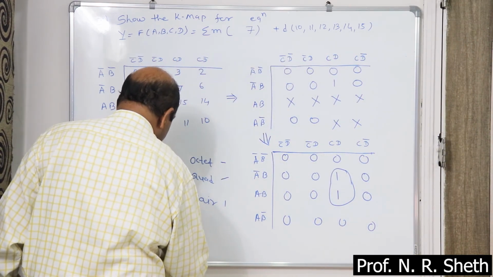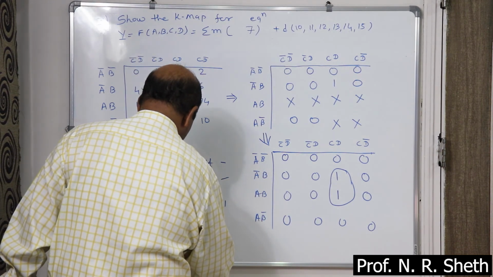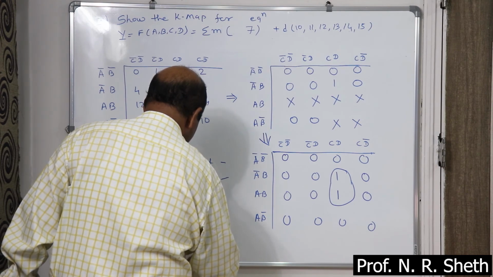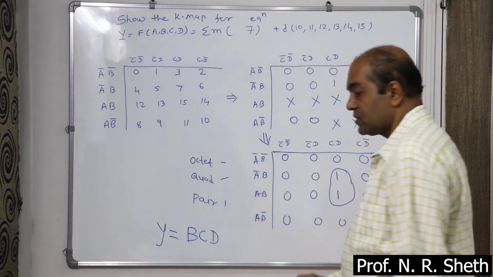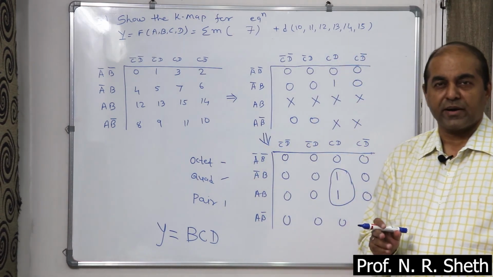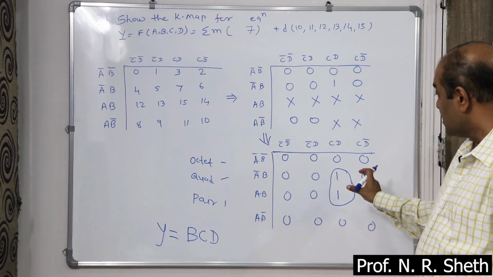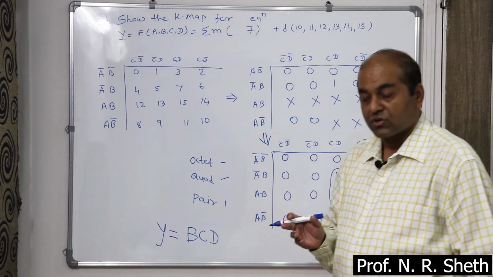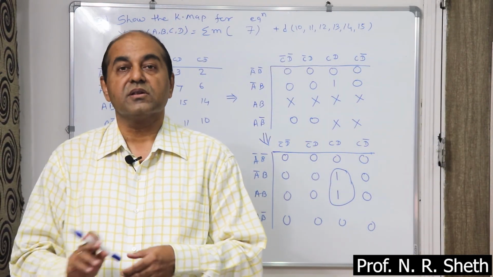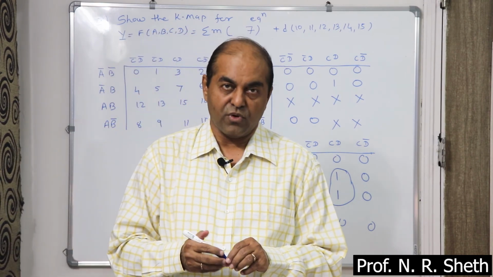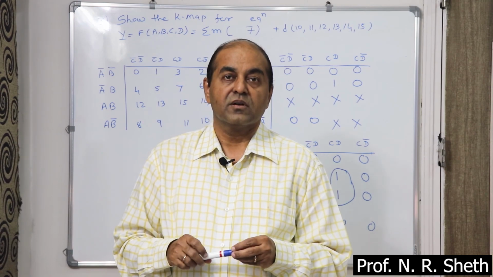So Y equals to A bar cancels and B C D. Okay, so you have to apply your mind, think in a different way and find out the solution in which your Boolean equation is in the simplest form. Then only you have full marks.